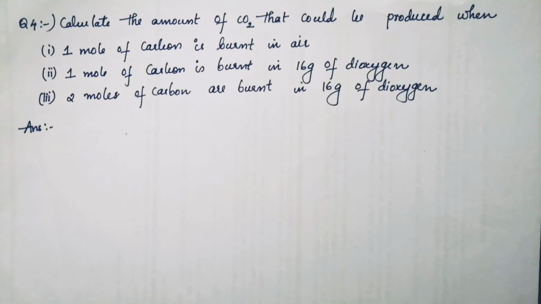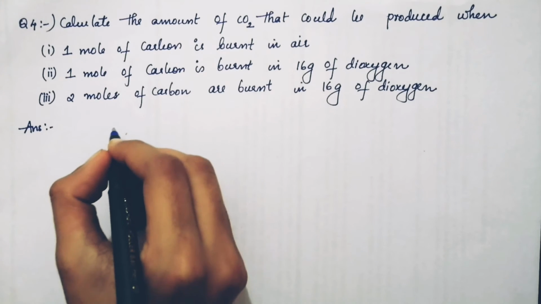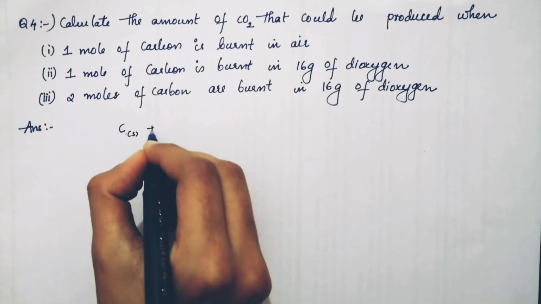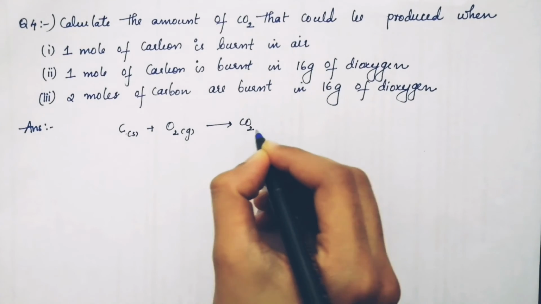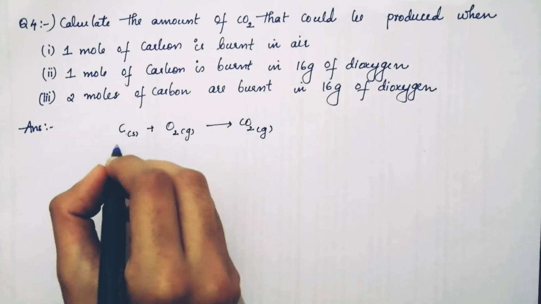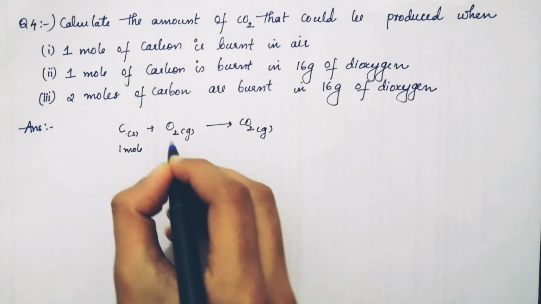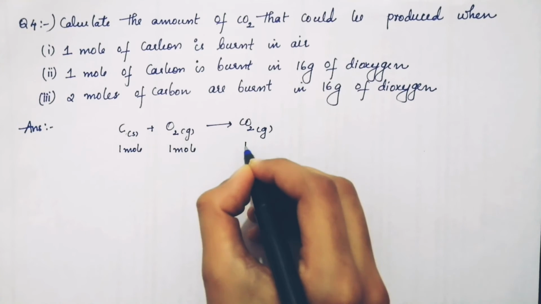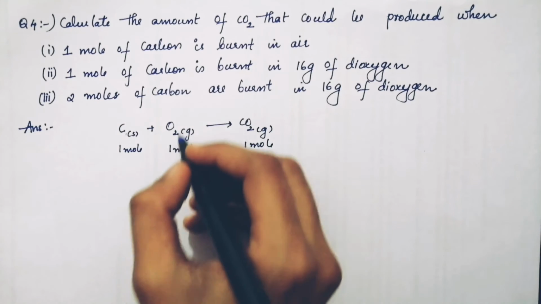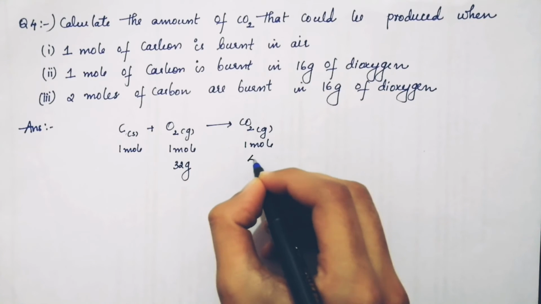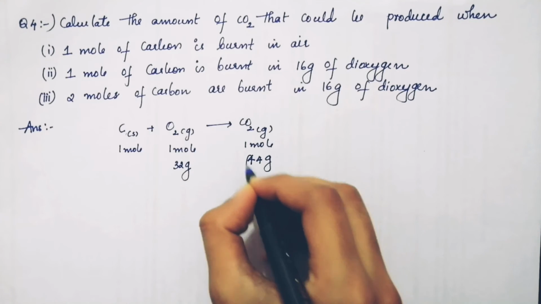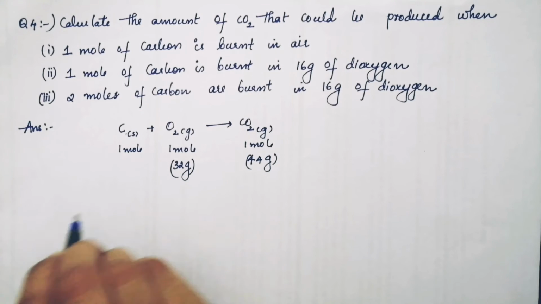To answer such a question, first we have to write the balanced chemical equation for the combustion of carbon in dioxygen or air. So the equation is carbon, which is in the solid state, reacts with oxygen, which is in the gaseous state, to give you carbon dioxide, which is again in the gaseous state. Here we know that only 1 mole of carbon is being reacted, with 1 mole of oxygen, and 1 mole of carbon dioxide is formed. Here the molar mass of oxygen is 32 gram and for carbon dioxide it is 44 gram. This is the knowledge that we get from the balanced chemical equation.